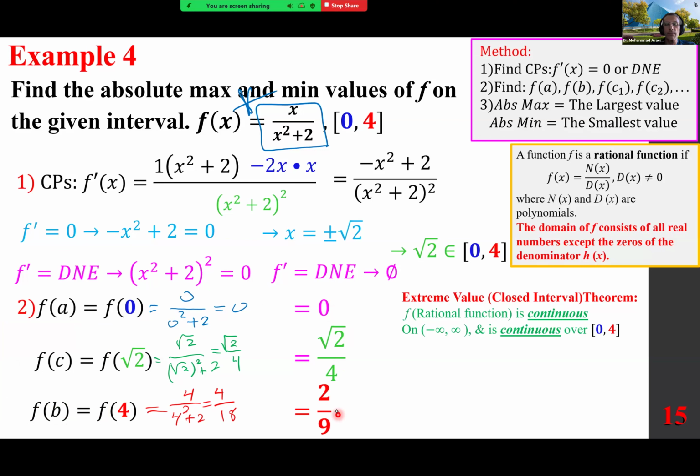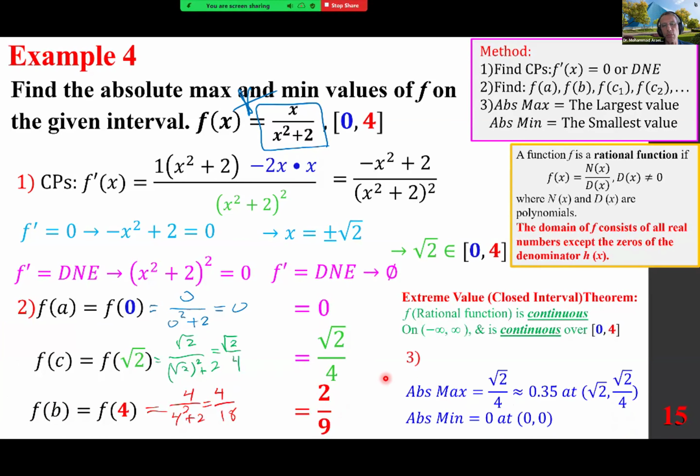You may notice almost 4 times 2 is 9. So what about square root of 2 times 2? Because 2 is smaller than that, it makes this one larger, but you can go with a decimal approximation to see that. So the maximum takes place at this pair, and it's equal to this value. So we're going to write absolute max square root of 2 over 4, roughly 0.35 at this pair, square root of 2 comma square root of 2 over 4, and absolute minimum is 0 at this pair.